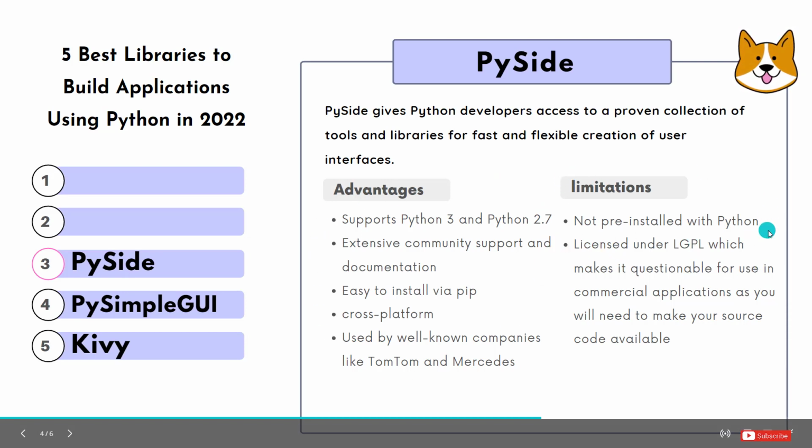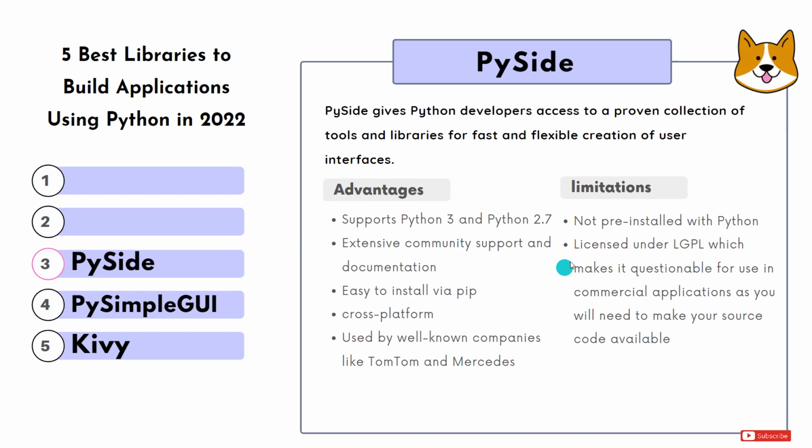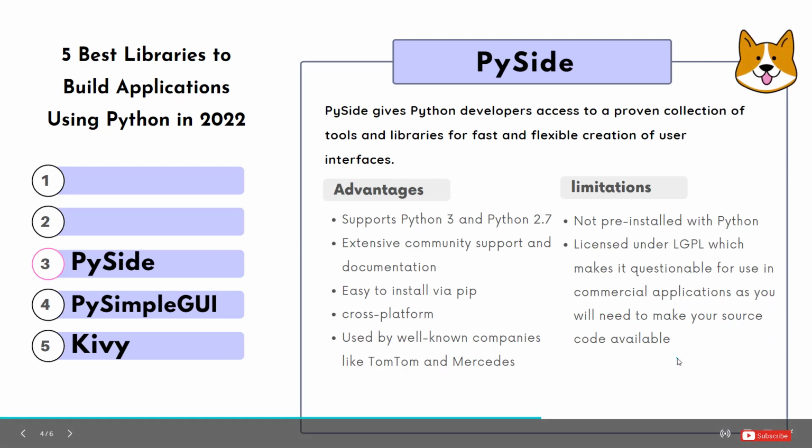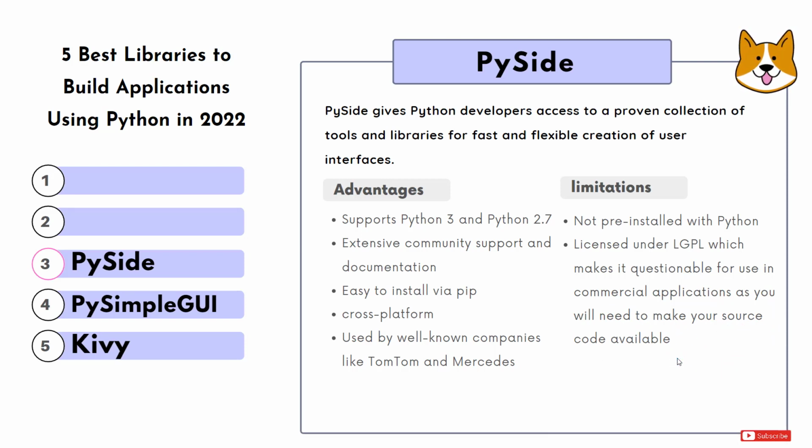So it is not pre-installed with Python, and it is licensed under LGPL, which makes it questionable for use in commercial applications, as you will need to make your source code available. That means when it comes to the top companies, when they are building something confidential and they cannot secure their code, they have to show their code according to this LGPL.